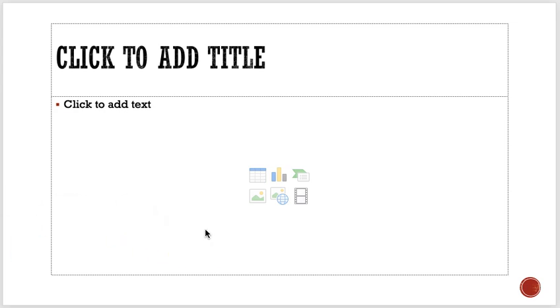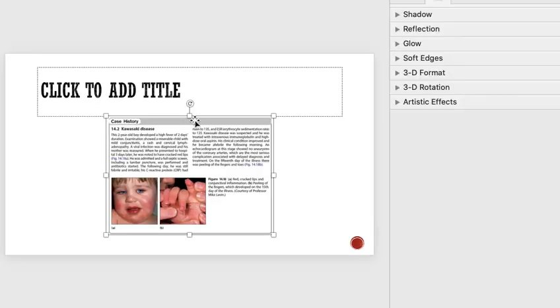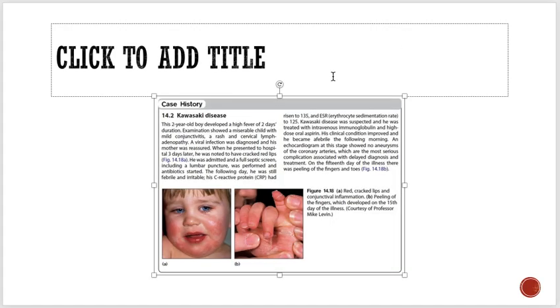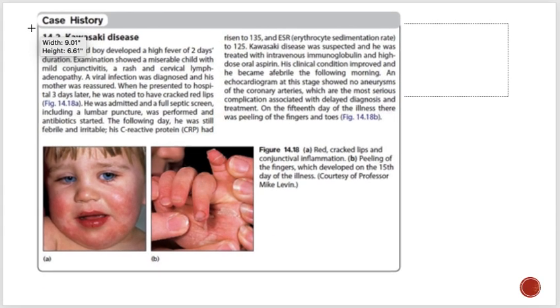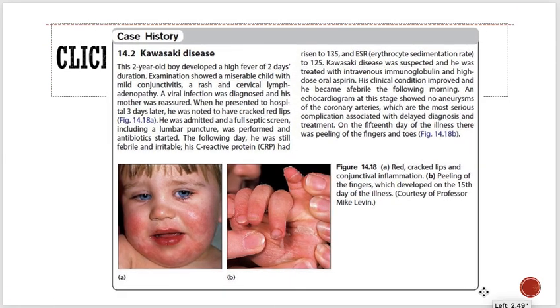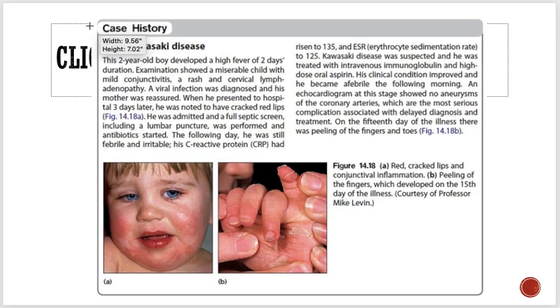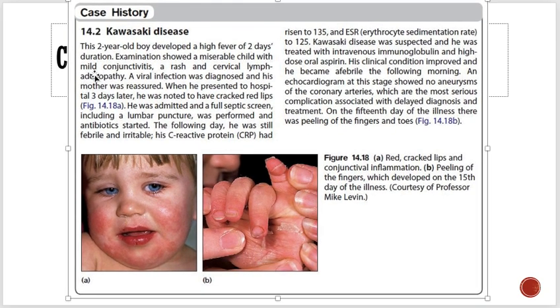Now, guys, you can see this one. This is a case history taken from a textbook of pediatrics. This 2-year-old boy developed a high-grade fever of 2 days duration. Examination showed a miserable child with mild conjunctivitis, a rash, and a cervical lymphadenopathy. A viral infection was diagnosed and his mother was reassured when he presented to the hospital 3 days later. Now the criteria is met.